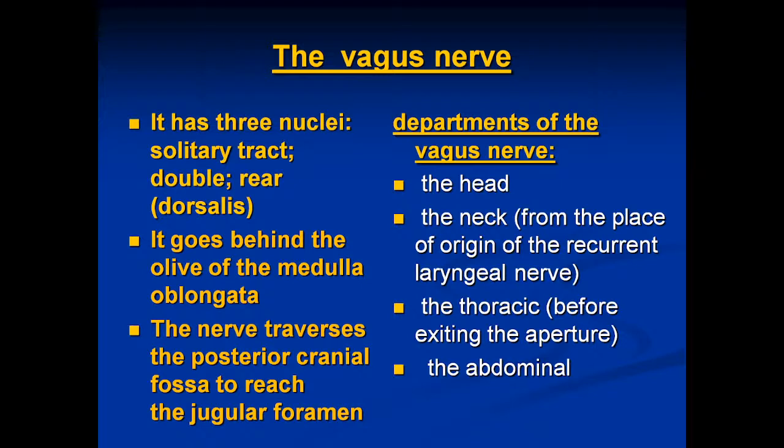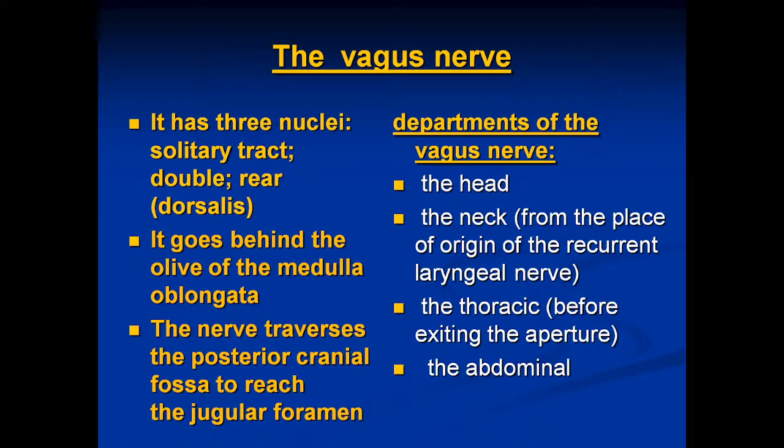And the last nerve, the last mixed nerve of our body, the vagus nerve. The vagus nerve is the longest nerve of our body because it starts at the level of the medulla oblongata and terminates in the abdominal cavity. It has 3 nuclei: solitary tract, nucleus ambiguus, and the posterior or dorsal parasympathetic nucleus. It goes behind the olive of the medulla oblongata. The nerve traverses the posterior cranial fossa to reach the jugular foramen with the glossopharyngeal and accessory nerves.